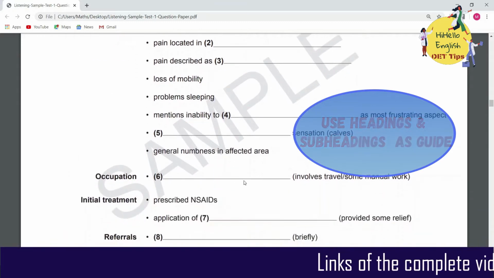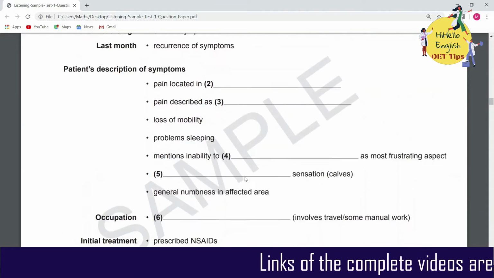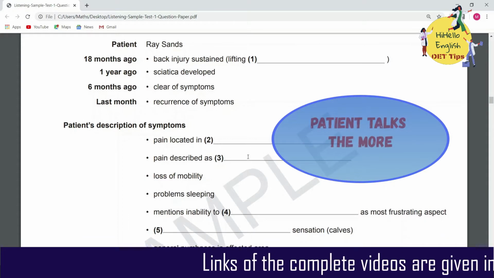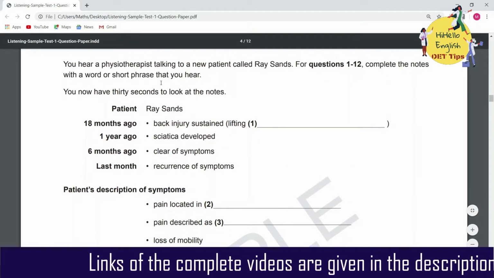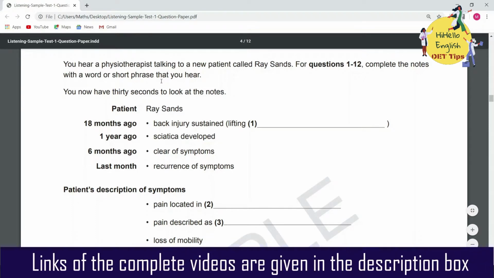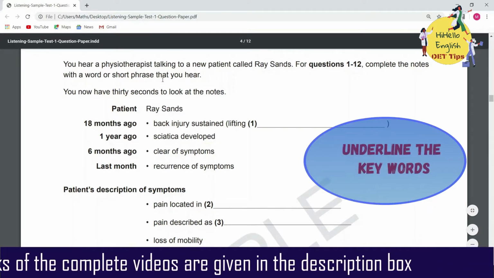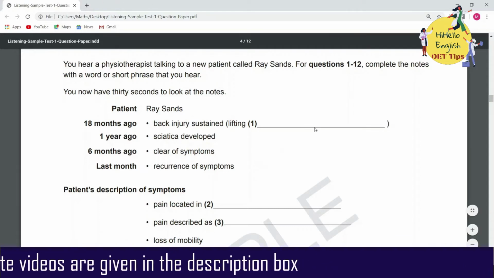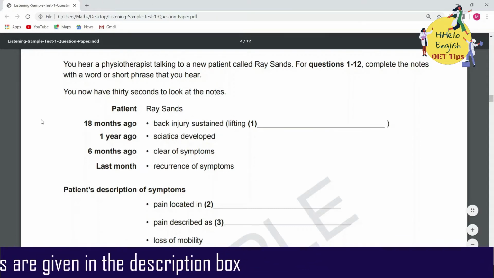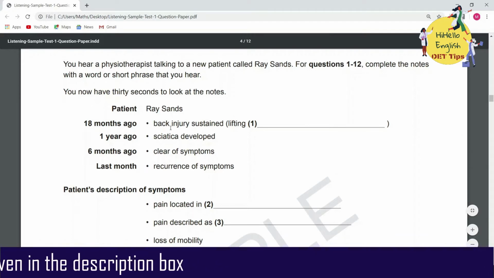Since this is a consultation, the patient must be introducing himself and the reason for his visit in the start of the conversation. In the 30 seconds time that you get, you have to underline the key words while you read the notes. Now look at the blanks over here in the notes. The keywords over here are the headings or the subheadings, and words or phrases that are used before and after the blank.